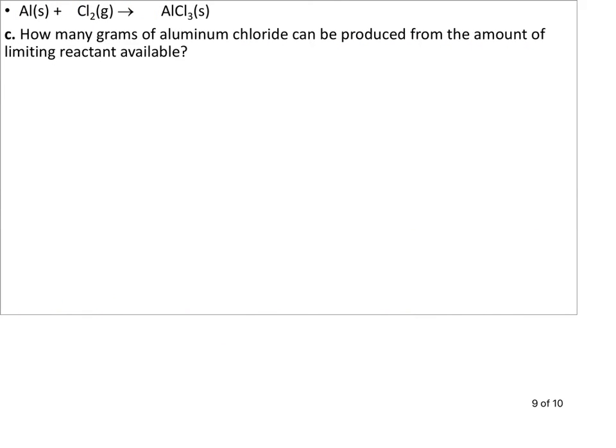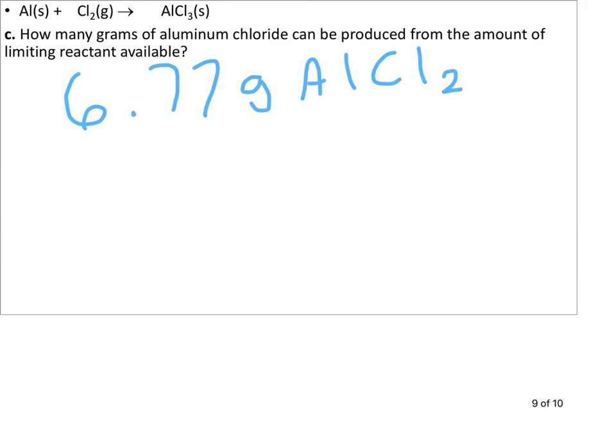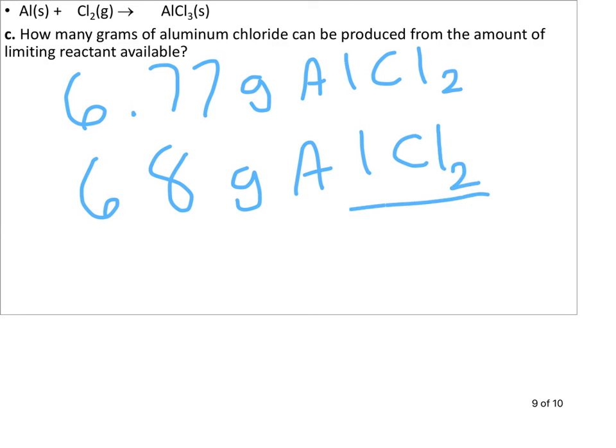Part C, you want to know how many grams of aluminum chloride can be produced from the limiting reactant available. And that's what we just figured out. Chlorine was shown on the preceding slide to produce 6.77 grams AlCl3, but we should only keep 2 sig figs, so we'll round that to 6.8 grams AlCl3.